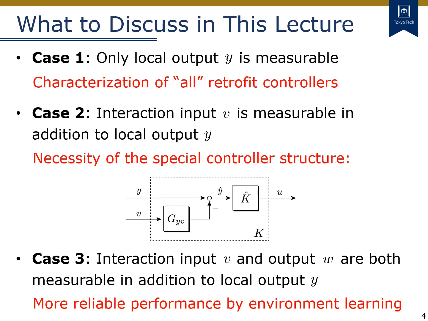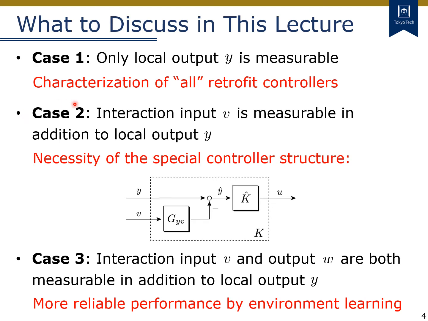Before going to the details, let's overview the main contents of this lecture. The main contents are divided into three cases in which the suppositions of measurable outputs are different. In particular, in the first case, only the local output Y is supposed to be measurable. Under this supposition, I will show a characterization of all retrofit controllers, namely a necessary and sufficient condition to characterize the existence of a retrofit controller is derived.